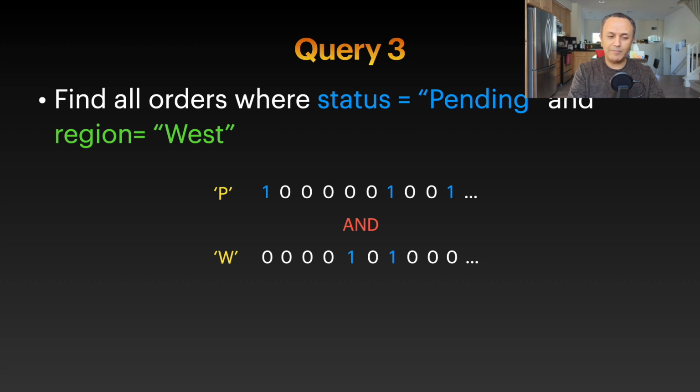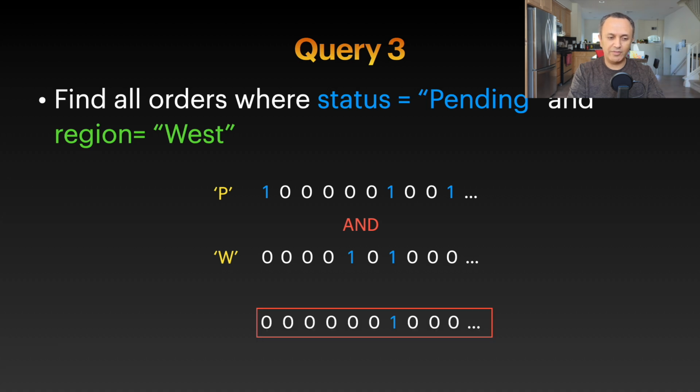So again, this means that for each corresponding bit, the result is going to be 1 only if both of them are 1s. In this case, we only have 1 such case. So this is the only row where both conditions are satisfied. Knowing which bit this is, I can go and grab the corresponding row from storage. So this is basically how bitmap indexes are used.